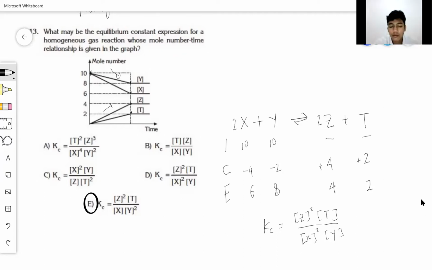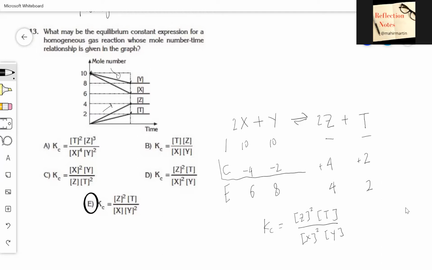I have a question, sir. I don't really understand why we got the coefficients for X, Y, Z, and T. Okay, I understood your question. The change is made according to the coefficients. When we are using ICE, the ratio of change will be the ratio of coefficients. Is it true? Yes, right? So the ratio is 4, 2, 4, 2. The question asks what Kc may be, so it is not the real Kc, it is a possibility. Kc for this reaction can also be like this.